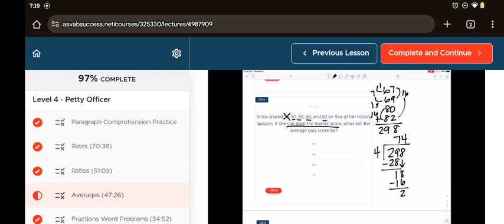18 minus 16 is 2. We have a remainder, so I'm going to add a decimal and add a 0 here to bring down. 4 goes into 20 5 times. 4 times 5 is 20. 20 minus 20 is 0. We have no more numbers to bring down, so our answer is 74.5.